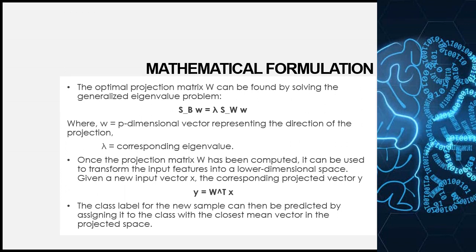The optimal projection matrix W can be found by solving the generalized eigenvalue problem, where w is a p-dimensional vector representing the direction of the projection, and lambda is a scalar representing the corresponding eigenvalue. Once the projection matrix W has been computed, it can be used to transform the input features into a lower dimensional space. Given a new input vector x, the corresponding projected vector y is y equals W transpose x.